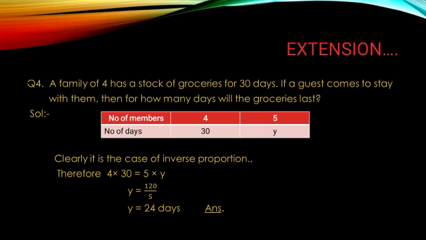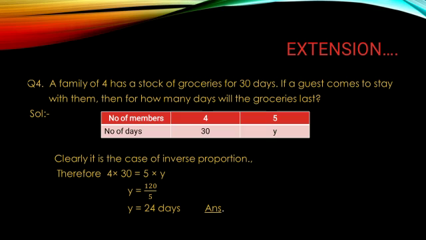So now use your common sense. If one more person is coming, then definitely your groceries are going to get over a few days before. So clearly, if one quantity is increasing, the other one will definitely decrease. So it is the case of inverse proportion. Therefore, 4 multiplied by 30, the product of the two quantities, will be equal to 5 multiplied by y.